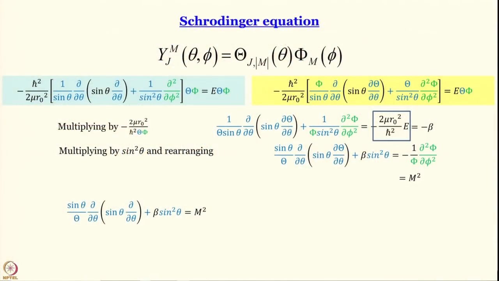Okay, what do we have? We have two equations now. We can write sin theta divided by capital theta d d theta of sin theta d d theta plus beta sin square theta is equal to m square. That is an equation that is entirely in theta, and we can write 1 by capital phi d 2 capital phi d phi 2 is equal to minus m square. That is an equation that is entirely in phi and not theta. So, we have achieved the separation of variables that we had set out to do. Okay. Now, we are going to solve the phi part because it is very, very simple. We are not going to solve the theta part because it is very non-trivial, but then the solution was known already when this rigid rotor business came into discussion. So, we will discuss the solutions, they are very important.